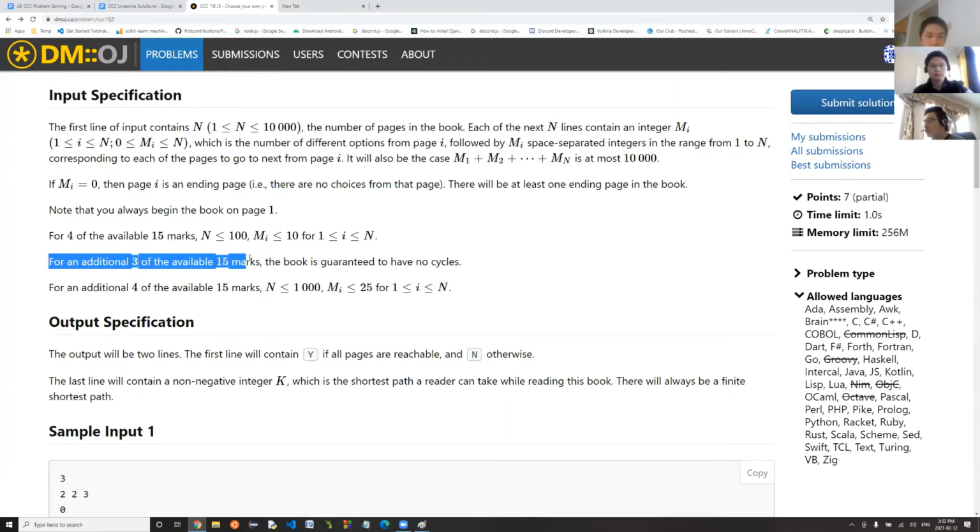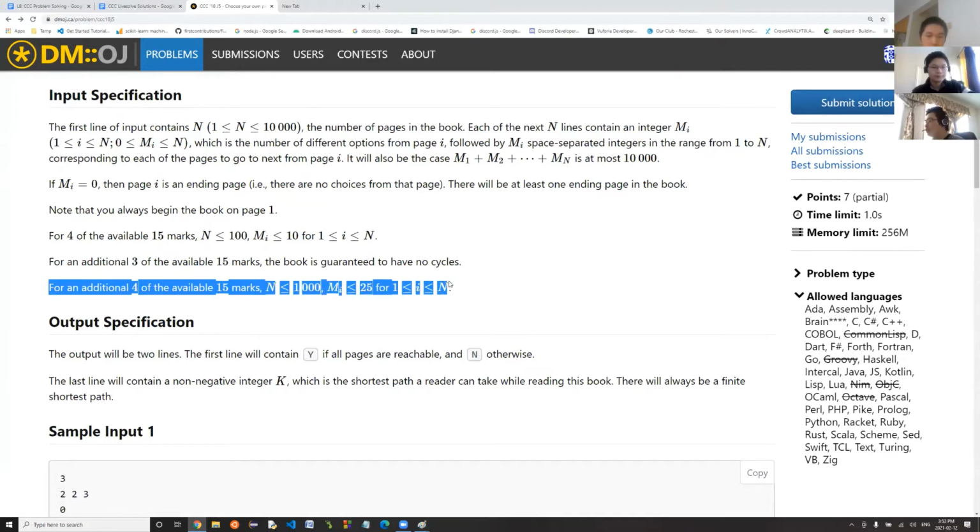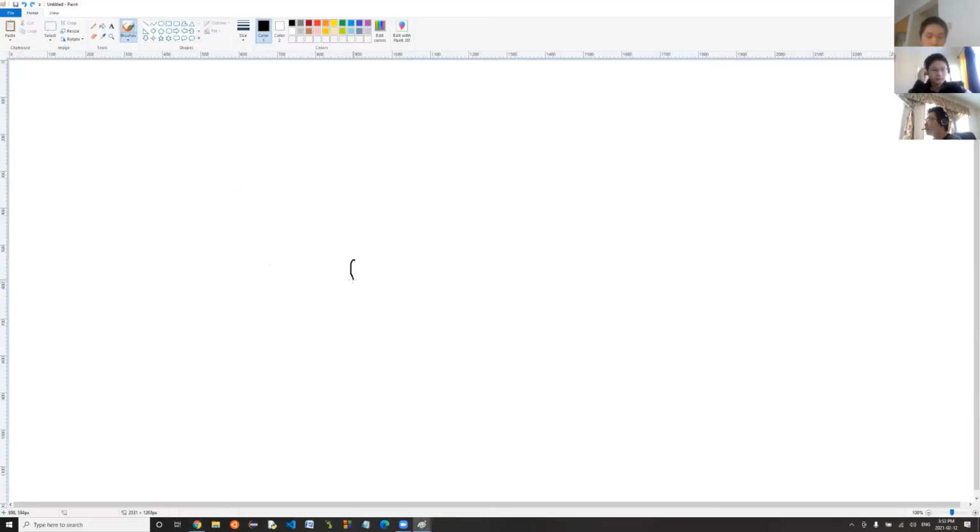For an additional 3 of the available 15 marks, the book is guaranteed to have no cycles, which means that you cannot go from A to B and then back to A. That's good. But then what if we have cycles, right? This is going to be devastating.